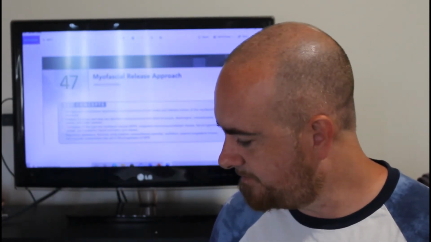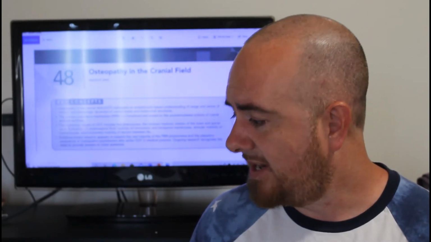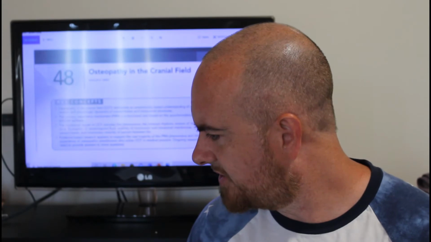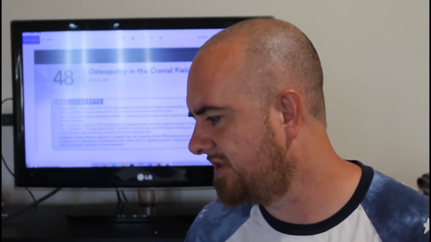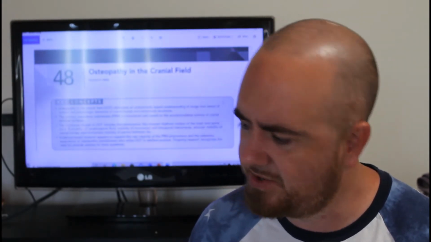Osteopathy in the cranial field delineates an anatomically based understanding of range and vector of motion, physiological dynamics of cranial bones and intracranial structures. Primary respiratory mechanism is a functional unit based on the accommodative actions of cranial articular surfaces.